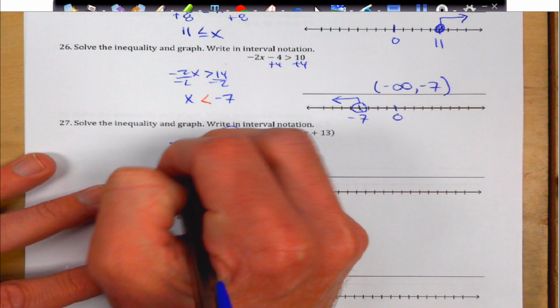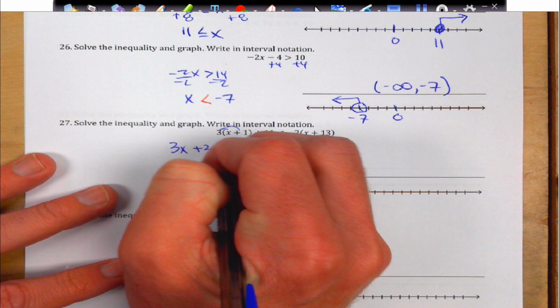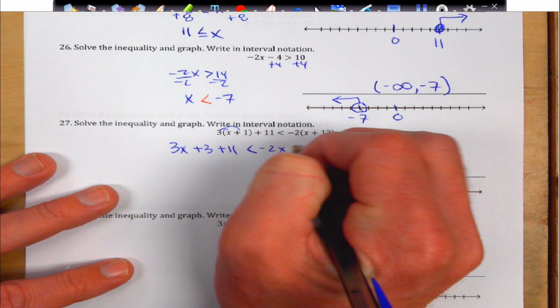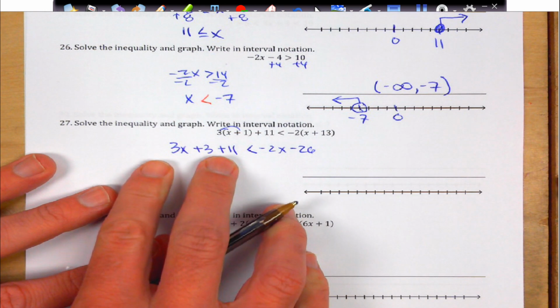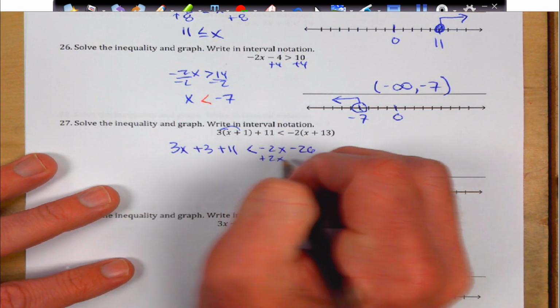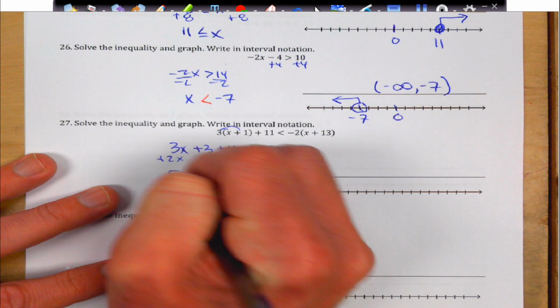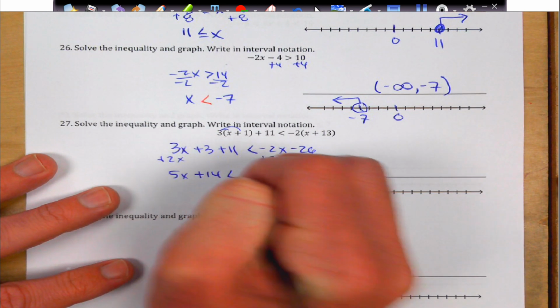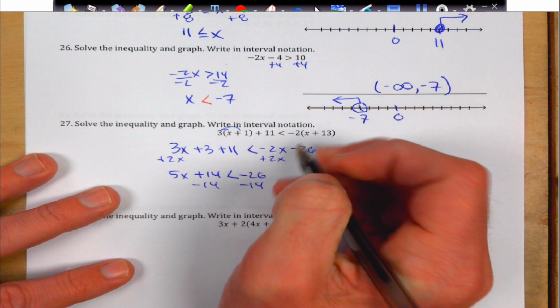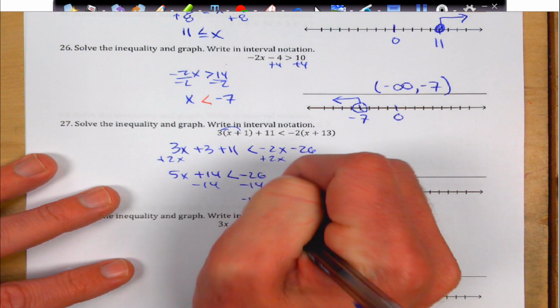All right, 27. Distribute. You get 3x plus 3 plus 11, and then this is negative 2x minus 26. Okay, combine like terms, and I'm going to move this over at the same time. Move that over, so I get 5x plus 14, negative 26. I'm going to subtract the 14. That's going to give me negative 40.